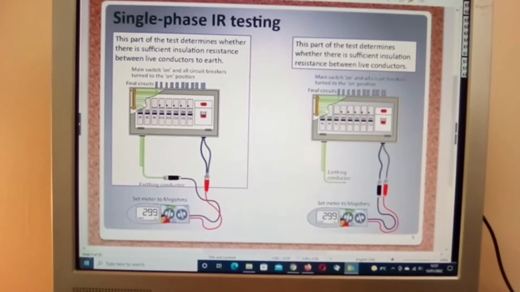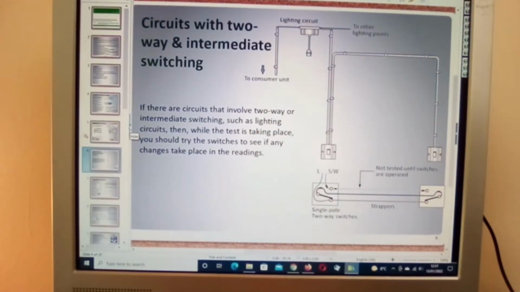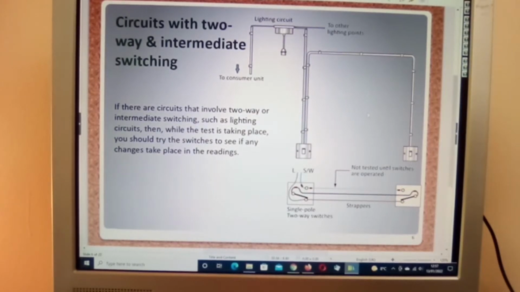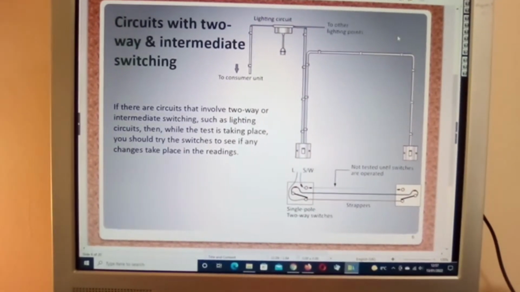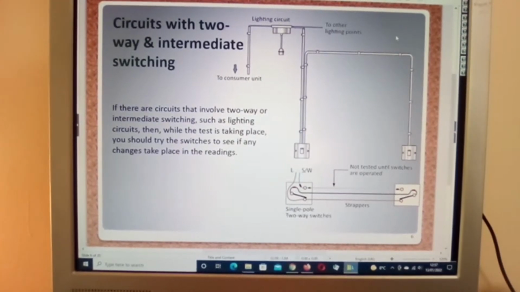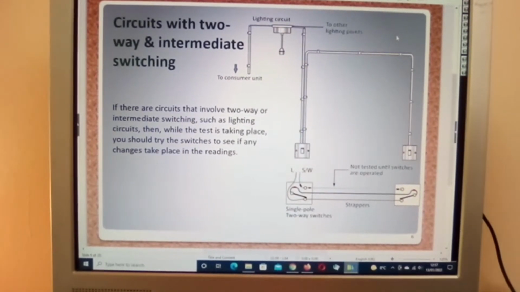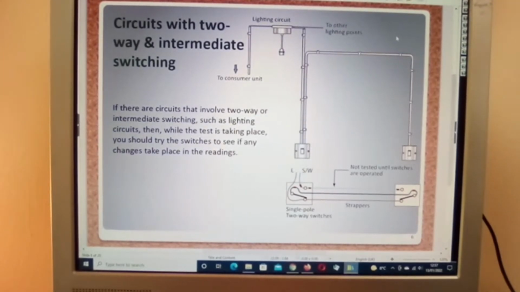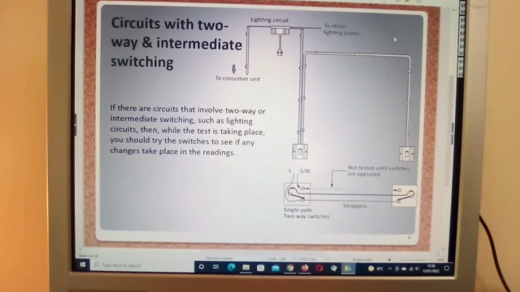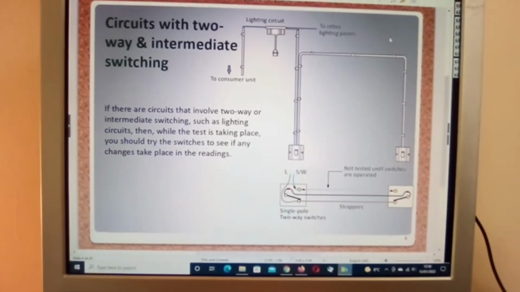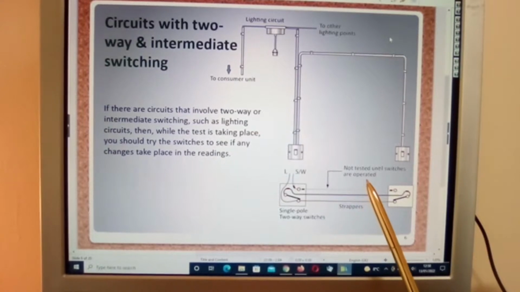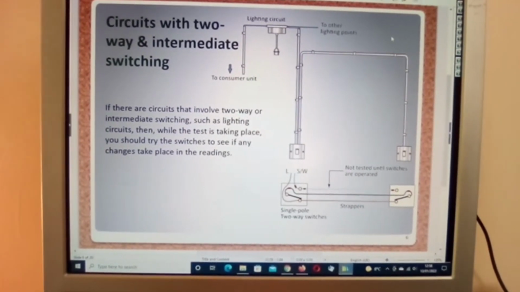Okay, that's good. You should be able to fathom that completely. And here we're looking at circuits with two-way and intermediate switching. Now you'll see here it says not tested until switches are operated, because those would be your strappers basically.